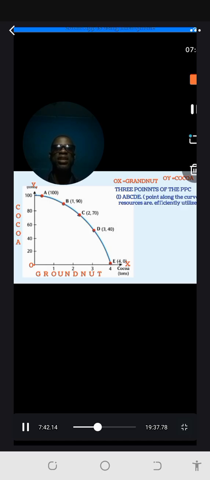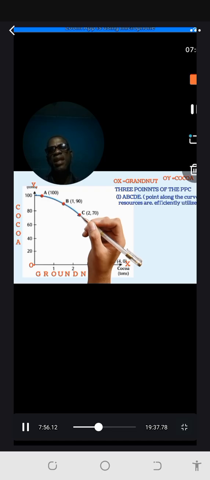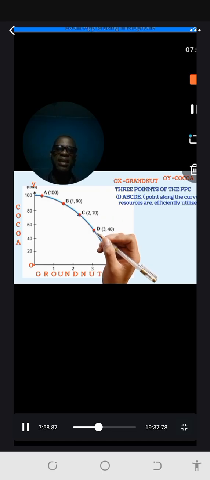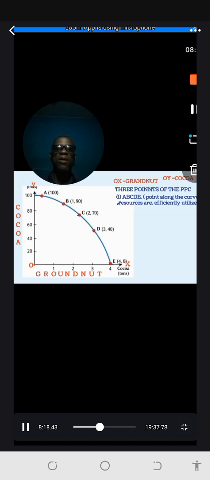Resources are efficiently utilized. There is full employment. No resources are lying waste. All resources are put in use. That is point A, point B, point C, point D, and point E. Resources are fully utilized. Full employment, no unemployment. All resources are put into use. There are no unused resources. That is what the points on the curve represent.